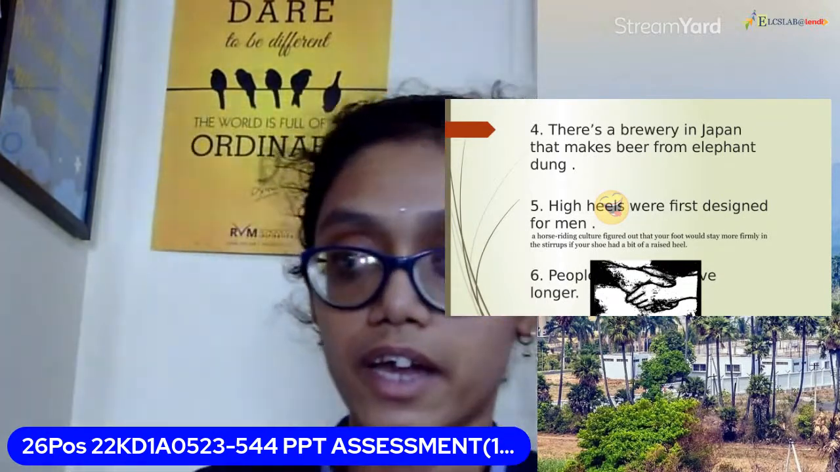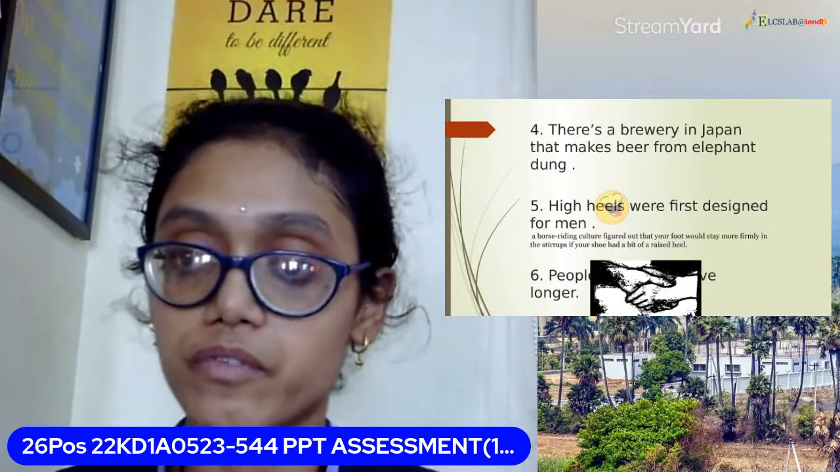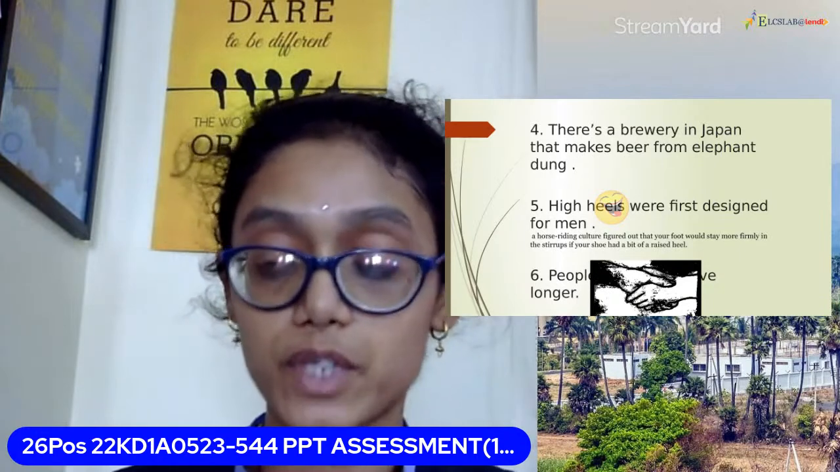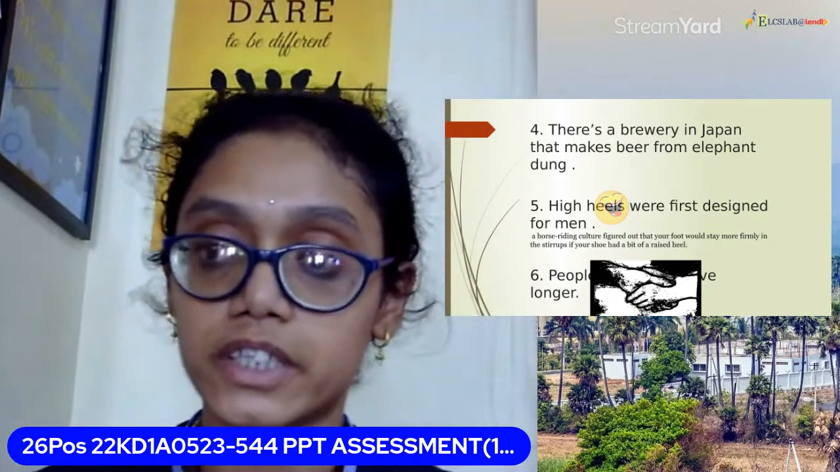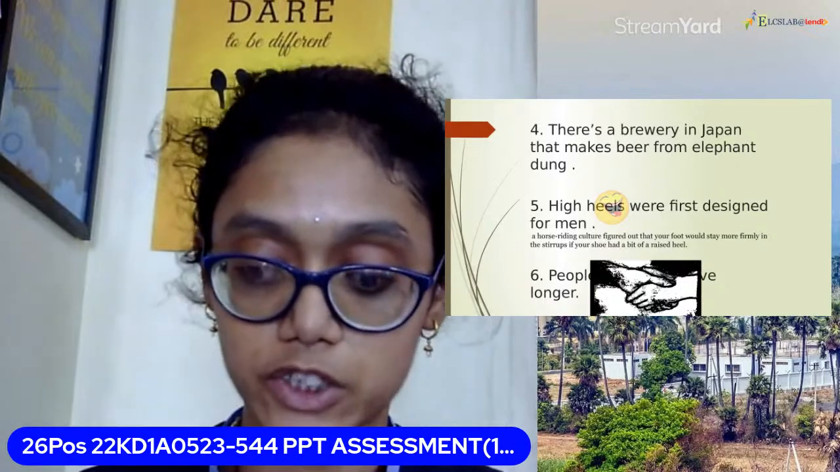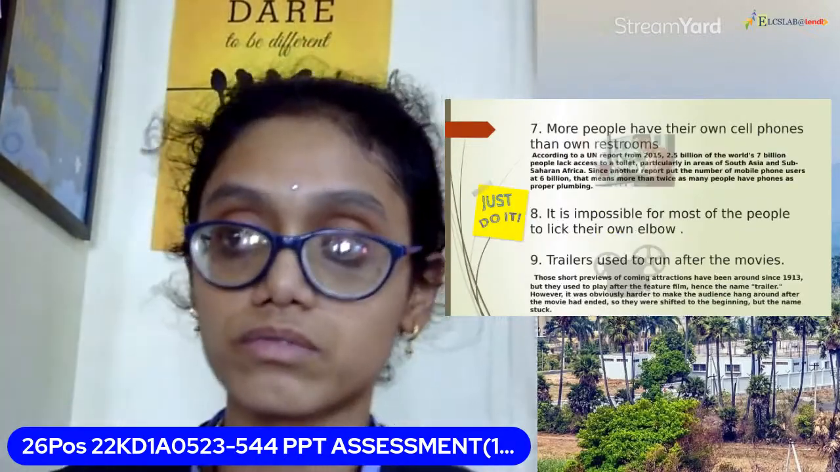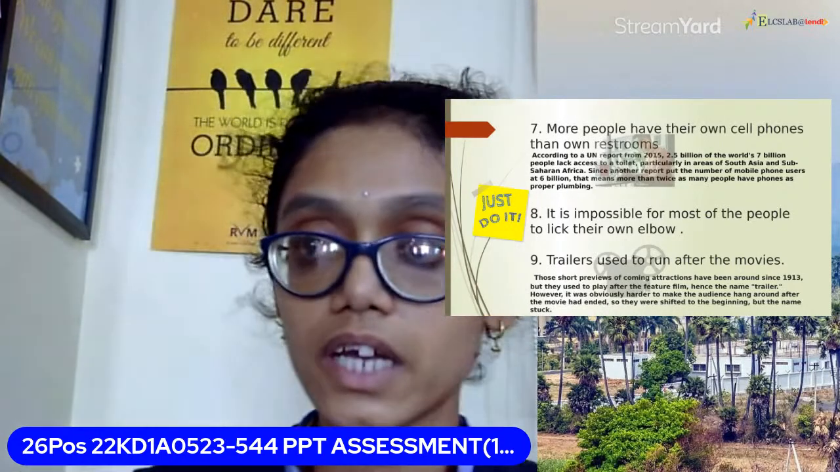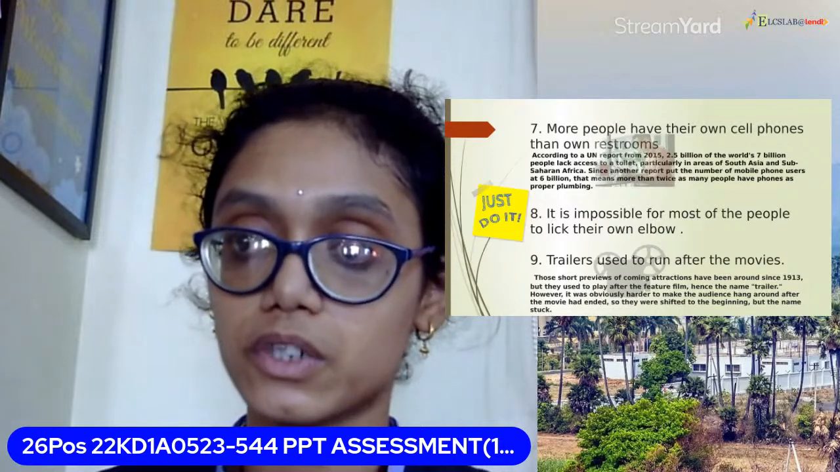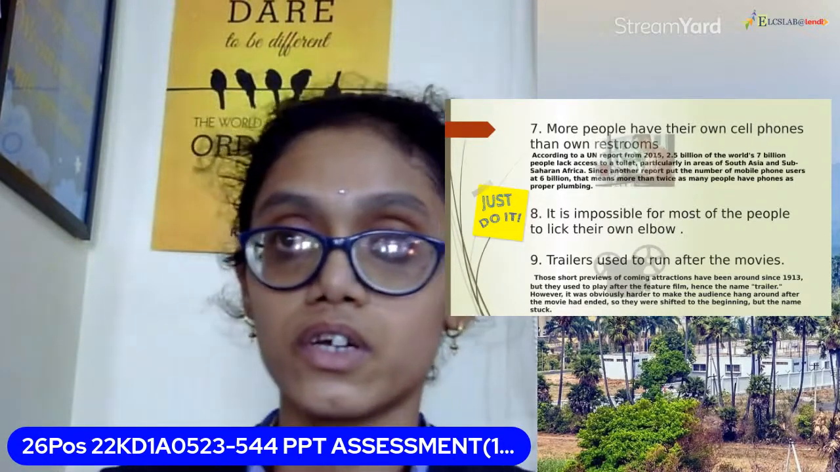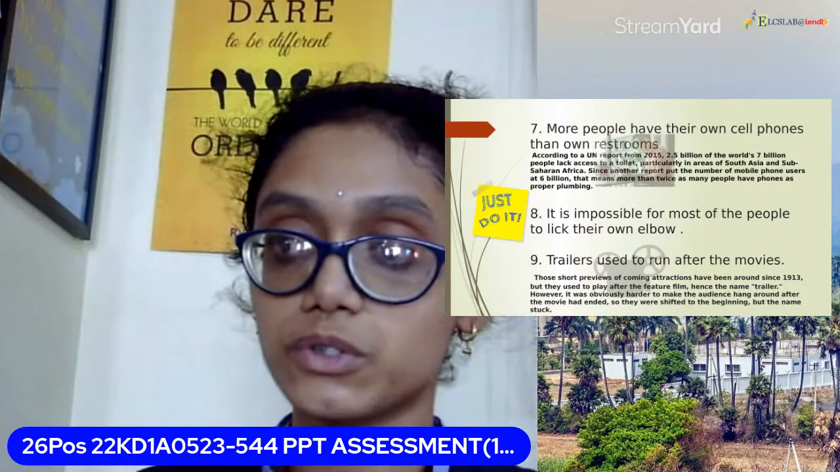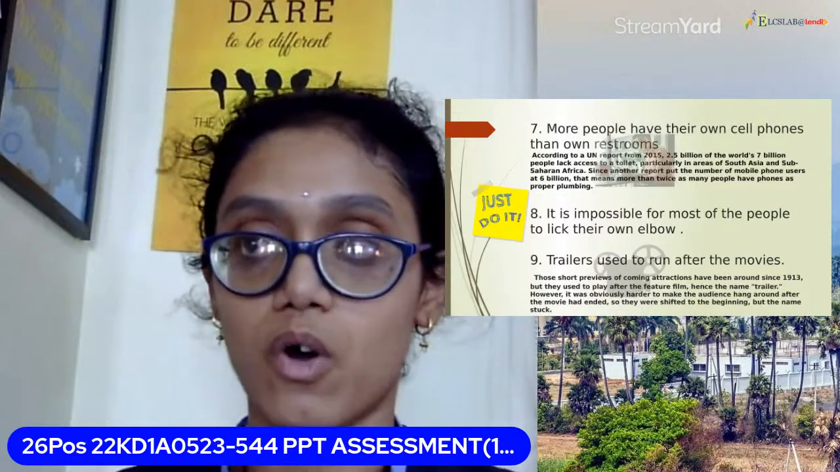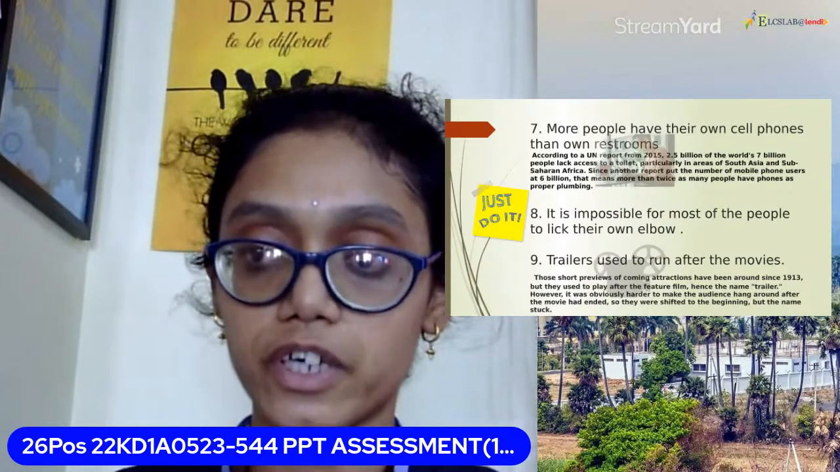The funniest fact I have heard: people with friends live longer, because we cannot share everything with the parents. In our weak times, friends stay stronger with us. More people have their own cell phones than their own restrooms. It is impossible for most people to lick their own elbow. You can try this if you want. Trailers are used to run after the movies to hang out the audience after the movies, they shifted to the first.